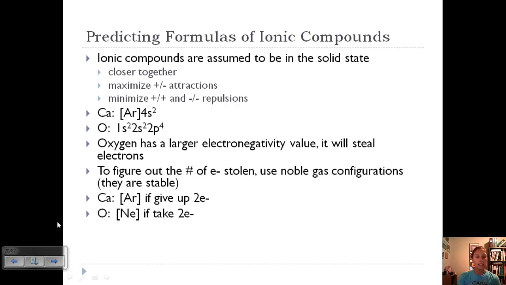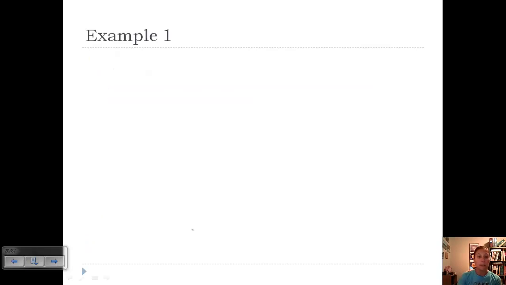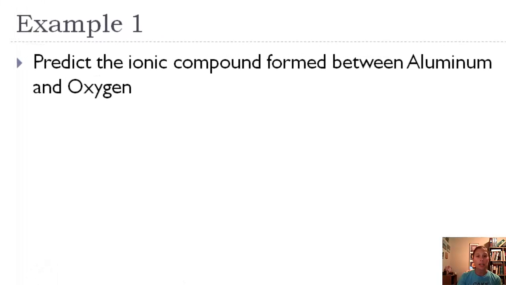Oxygen will achieve neon's electron configuration if it takes in 2 electrons, making it 1s2, 2s2, 2p6, which is neon's electron configuration. Because calcium wants to give up 2 electrons, it will form the Ca2+ ion, and because oxygen wants to gain 2 electrons, it will form the O2- ion. When we put those together, we have a 1-to-1 ratio, and so the compound becomes CaO, or calcium oxide. So let's take a look at an example.